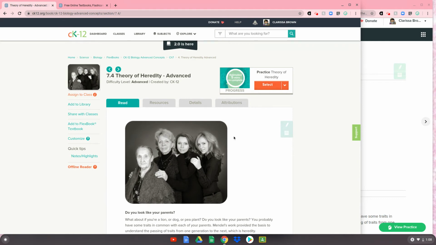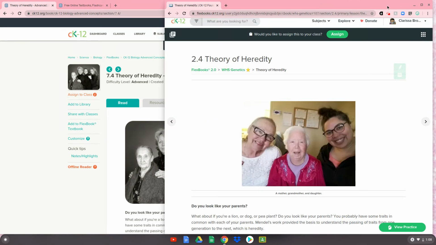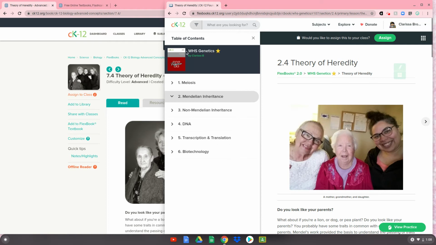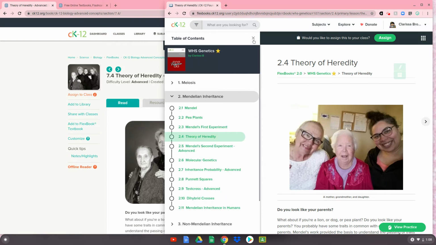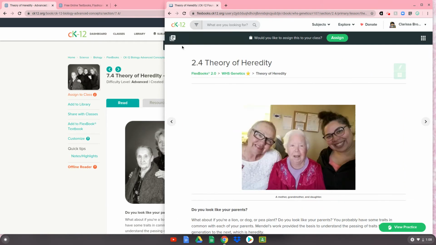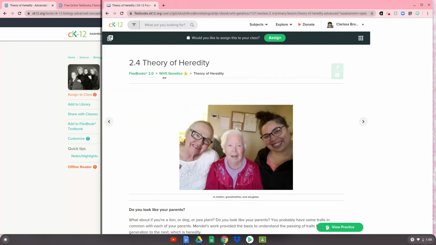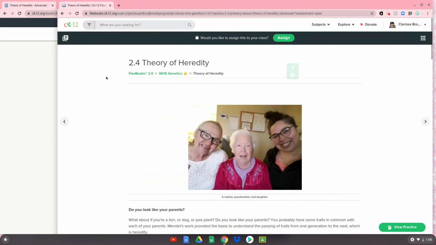I took the information from this and I turned it into a Flexbook 2.0. So that looks different in that it doesn't have this heading off to the side. Instead, I can click this menu and see all of my chapters. That's not even something that's really worth focusing on. Let's look at some differences.